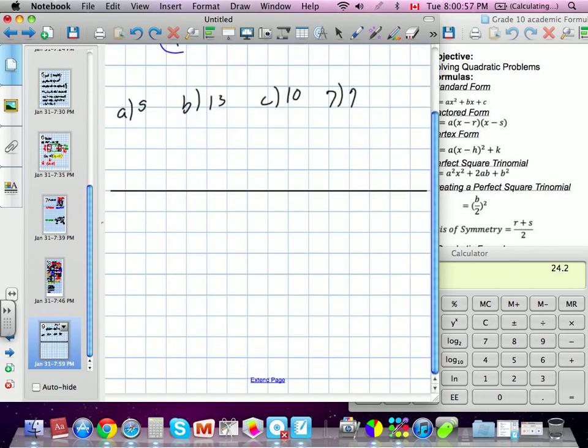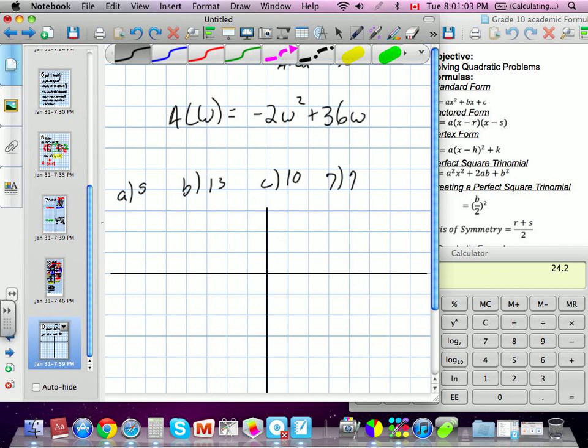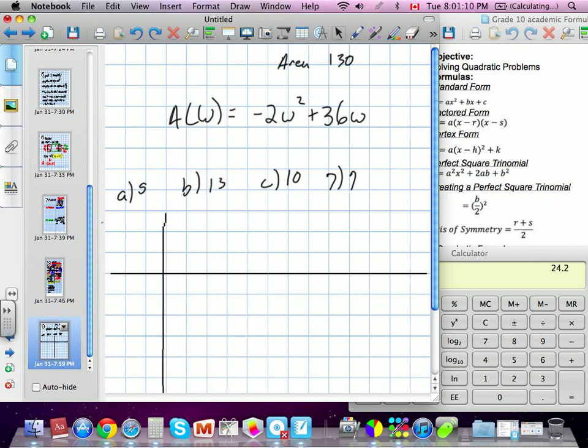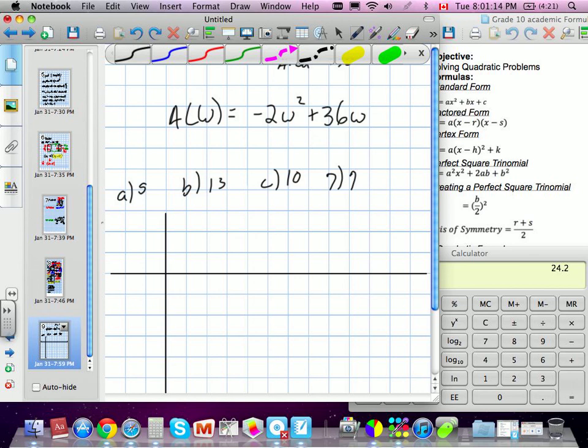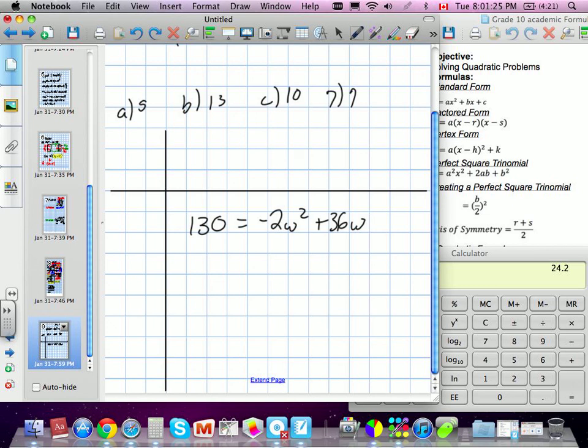I'm going to walk you through the factoring one, and then we'll just solve the answer and check on the right, okay? So we're going to factor here. What that means is I now replace area, the AW, with 130 is equal to negative 2W squared plus 36W. Okay. Now in order to solve for W, I need to move 130 to the other side of the equation. So it becomes 0 here.